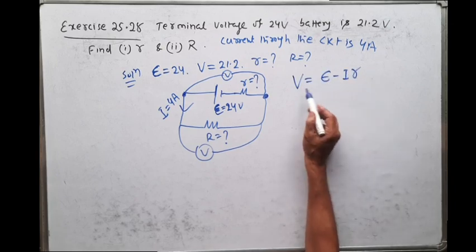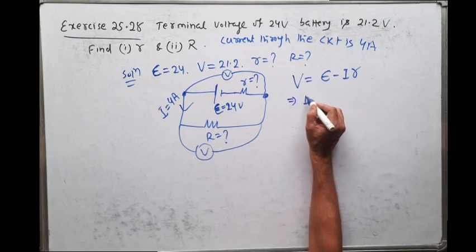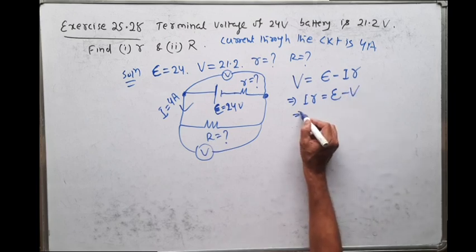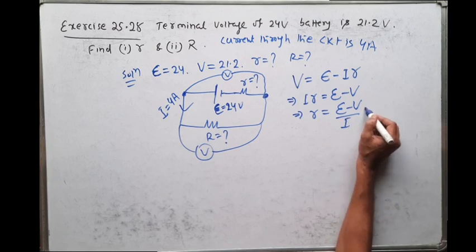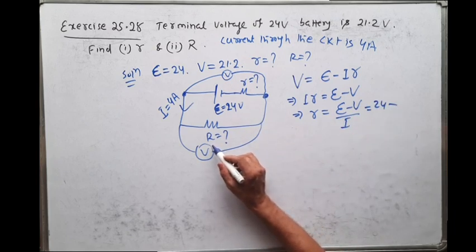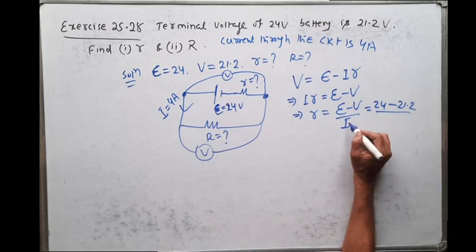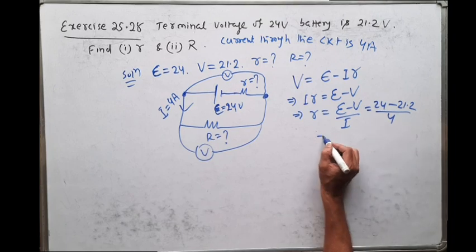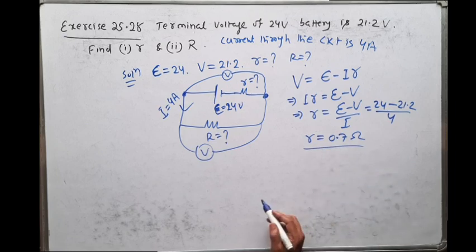Sorry, V is equal to E minus I into R. So that implies I into R is equal to E minus V. That implies R is equal to (E minus V) by I. So E is equal to 12 volt. V, the voltmeter reading, is given as 21.2, divided by the current, which is given as 4. Now you calculate this, and you will get 0.7 ohm. This is the internal resistance.